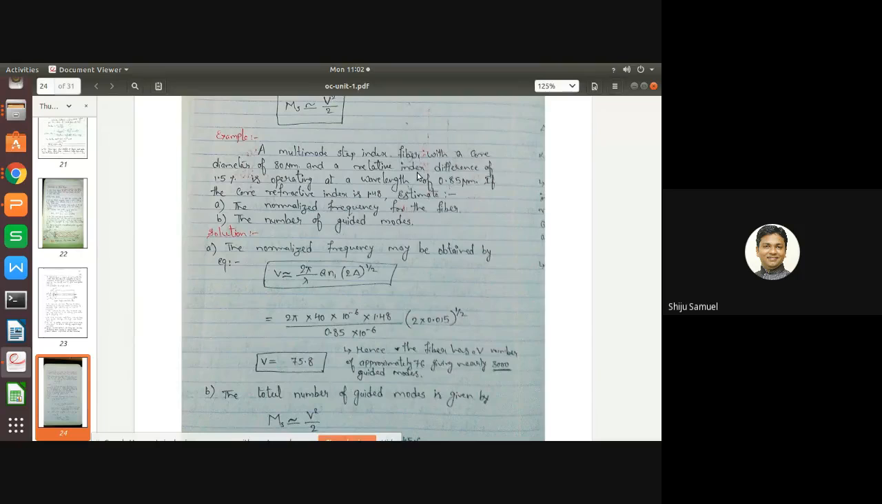The core diameter is given, not radius. So diameter we can consider as 2A. 2A equal to how much? 80 micrometer. So another thing.